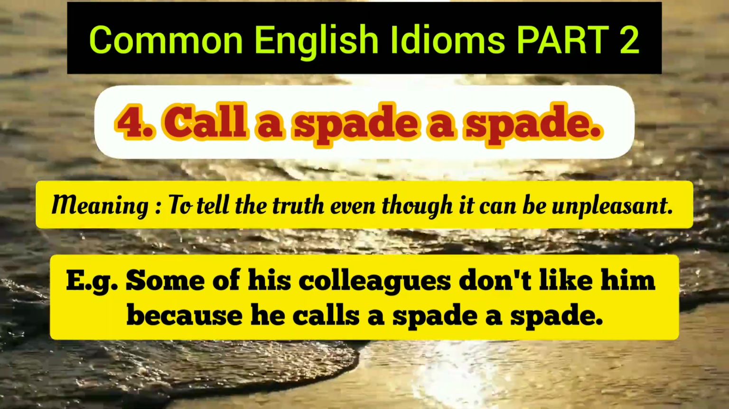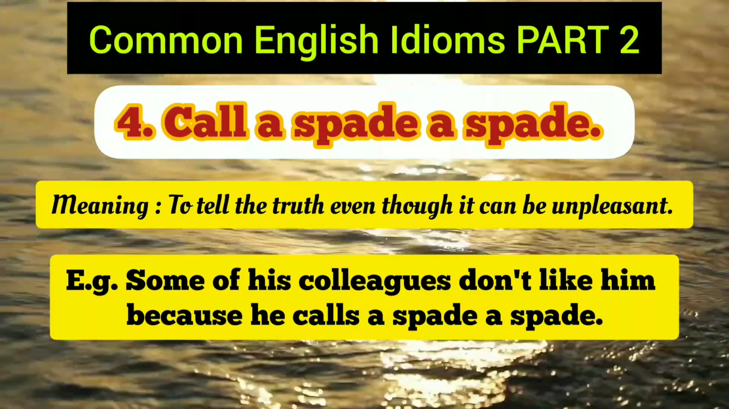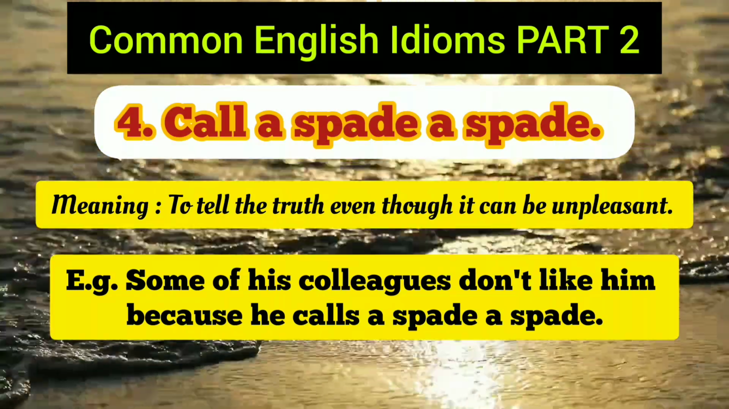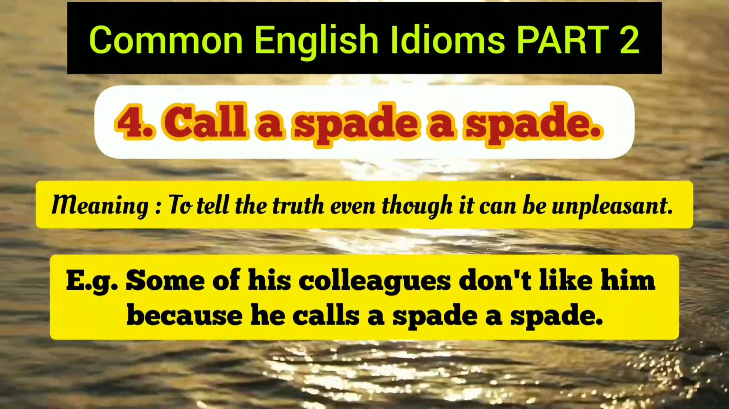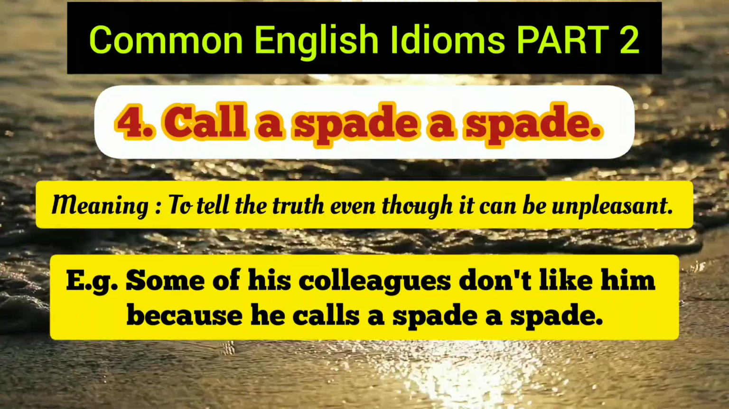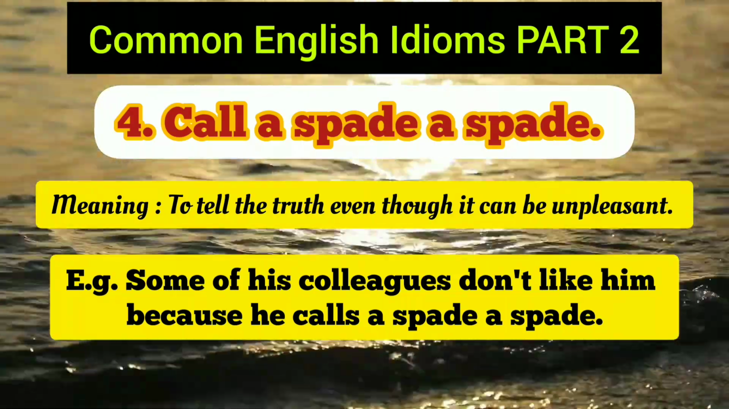As you see in the example, some of his colleagues don't like him because he calls a spade a spade. It happens, we see that people who always tell the truth are not liked by others. So normally this person's colleagues may not like him. It happens with everyone, isn't that?